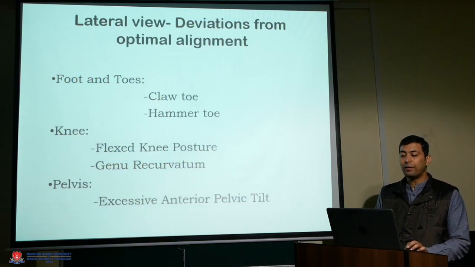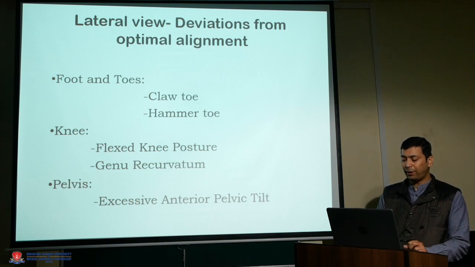So you can see the lateral view deviation from the optimum alignment. In the foot and toe, in case of abnormal gait or abnormal lateral view, you can find claw toe and hammer toe. In case of knee deformity, you can find flexed knee posture in fixed flexion deformity, or knee recurvatum, excessive extension of the knee joint. Pelvis: excessive anterior pelvic tilt.